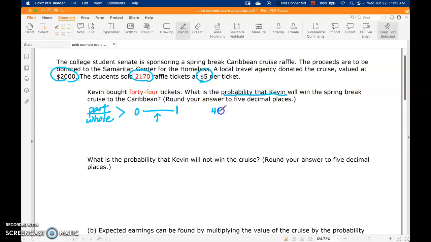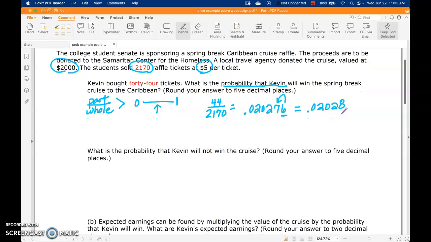So he bought 44 tickets, so that's the chance that he has to win out of the 2,170 tickets total. If you put that in your calculator, then we will find out the probability that he will win. And like I said, probability is probably going to be some big decimal number. 44 over 2170, to 5 decimal places, we get 0.020276. Then the 6th digit will bump the 5th digit to round it, so that final answer should be 0.02028. That's the probability that Kevin will win.